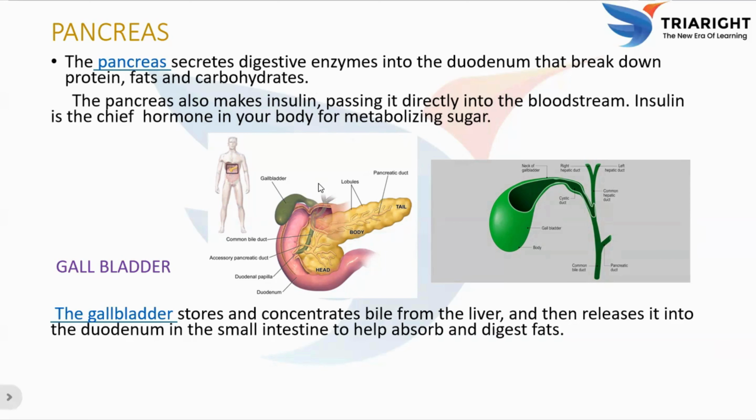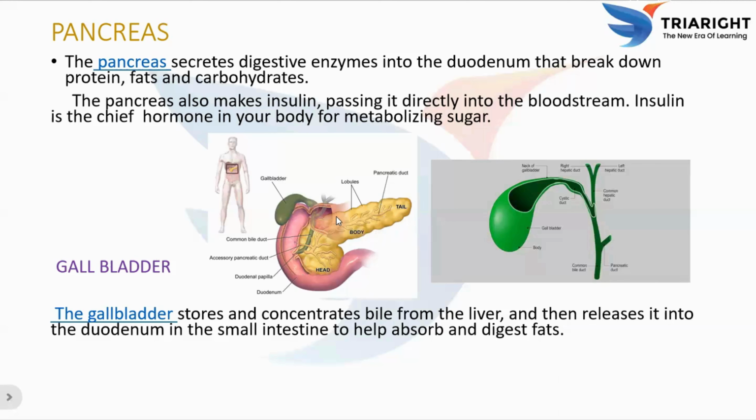Here you can see the picture of the pancreas, and the yellow colored one is the pancreas, right? This is the head of the pancreas, this is the body of the pancreas, and this is the tail of the pancreas. In between you have the lobules and also the ducts of the pancreas. And this pancreas is located behind the stomach. This is the stomach, right? And it is located behind the stomach, extending from the duodenum to the spleen.